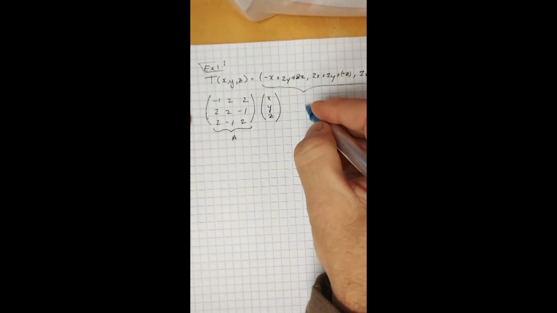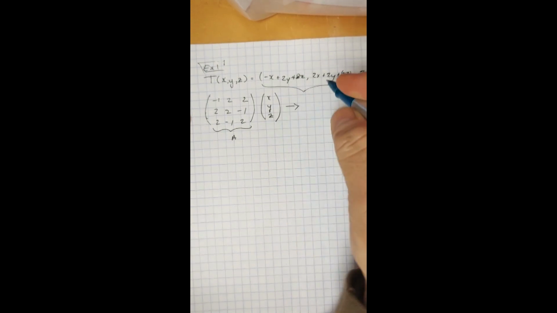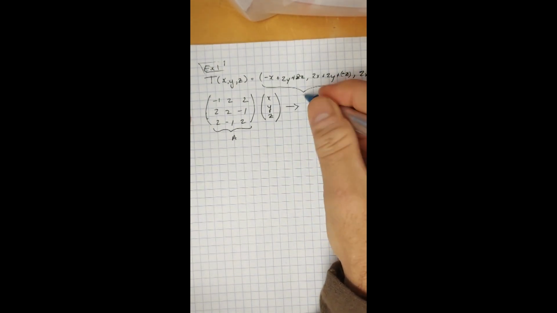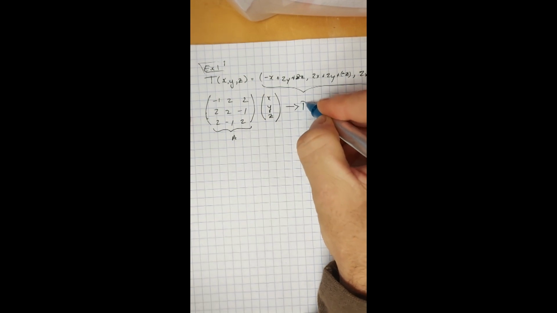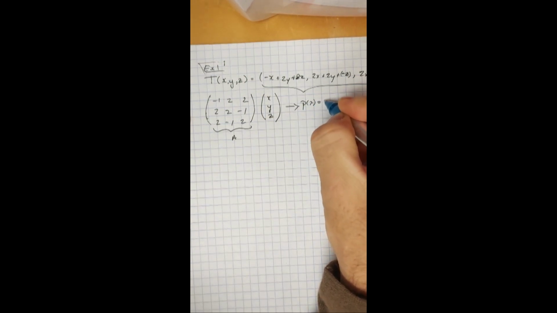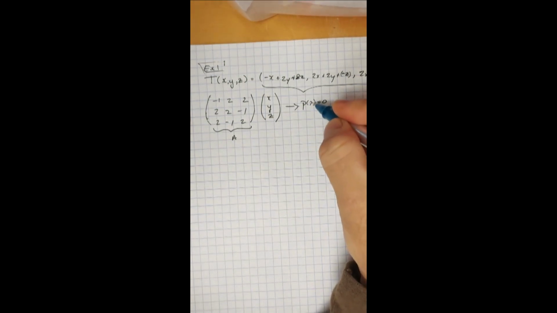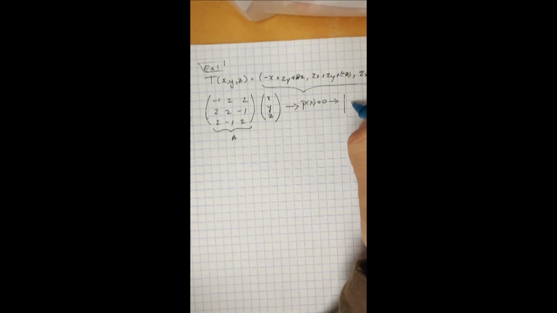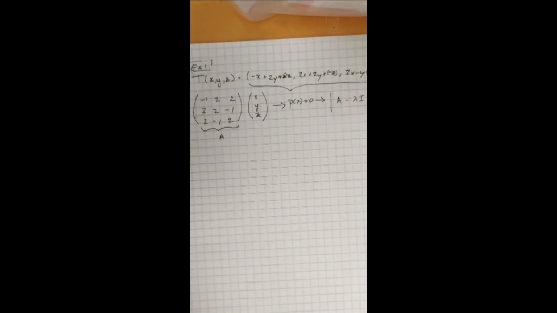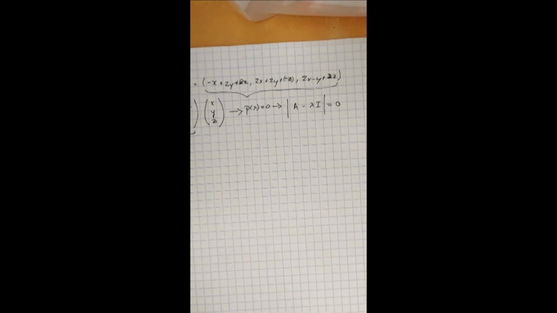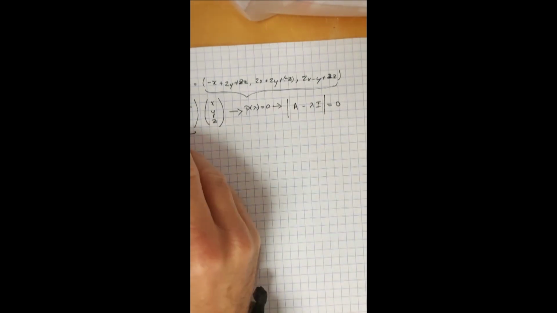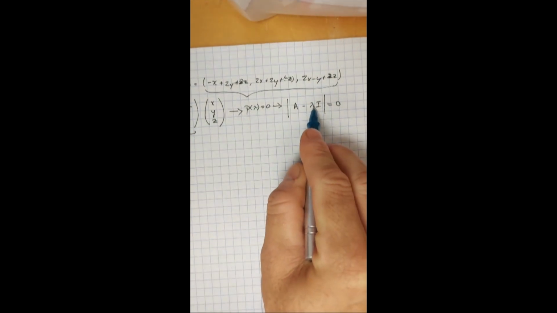Okay, so we're going to construct the characteristic polynomial. So p of lambda is going to equal 0. That's what we're going to try and solve. Remember, p of lambda is the result of the determinant of A minus lambda I, and we set that equal to 0. That is the process.